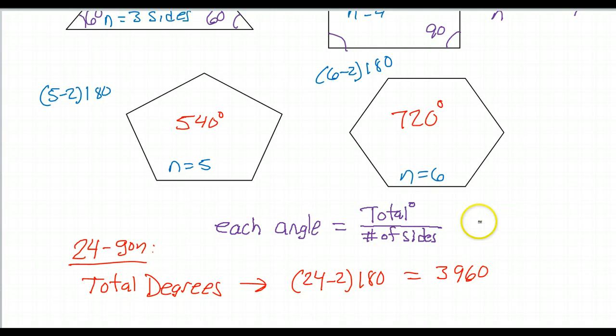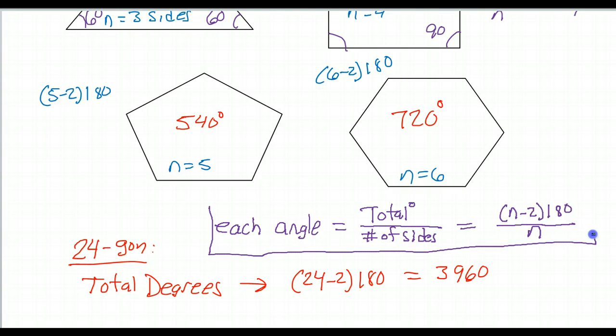Okay, and just to be clear, the total degrees, we have a formula for that now. So if I need it, I could write down the formula. Total degrees, well, that's n minus 2 times 180. The number of sides, well, that's n. So basically, this acts like a formula for finding one angle, assuming that all the angles are the same. Okay? But I hope you see it's common sense.